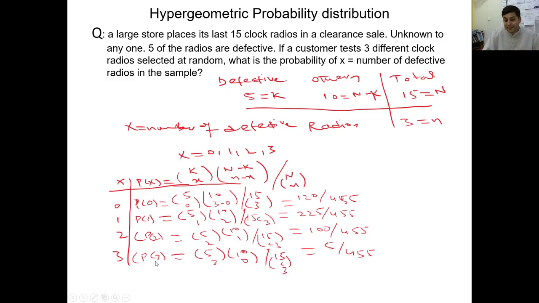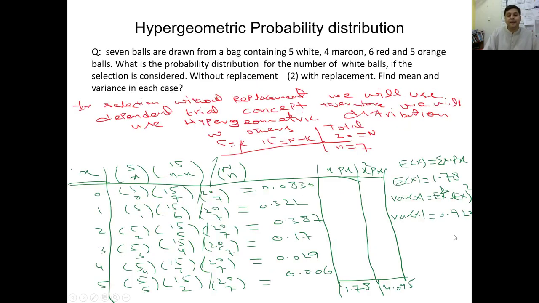So if all 3 are defective, all 3 which they buy from the store, because the owner only knows that there are 5 defective radios. So if all 3 are defective, 5C3, 10 is N minus K, others C0. Why 0? Because n minus x, so 3 minus 3 is 0. 15C3, so 5 by 4, 5. So this will be the probability.